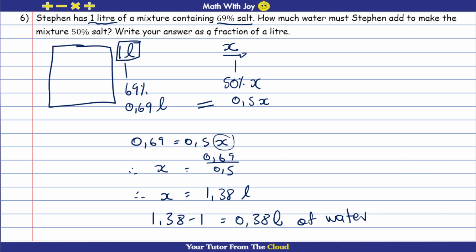They say write your answer as a fraction of a liter. So we have to write our answer as a fraction of a liter. So that means we just have to convert this to a fraction. You can just use a calculator for this. So put 0.38, and that gives us 19 over 50 of a liter of water. So they want it as a fraction, okay? So liters. Right.